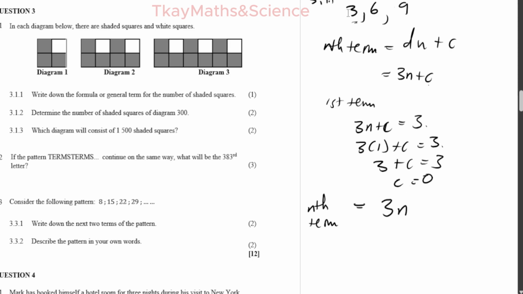All right, so let's go on to the next one. 3.1.1. So we're going to go to 3.1.2. So what we can actually see from this one is a linear sequence where there's a constant number that you have to add when you're going to the next term. Okay. So now it's going to become what? 3.1.2. Okay, so they're saying determine the number of shaded squares of diagram 300.